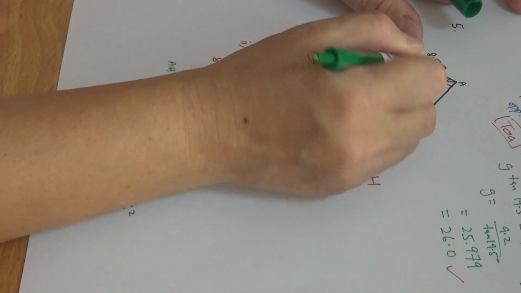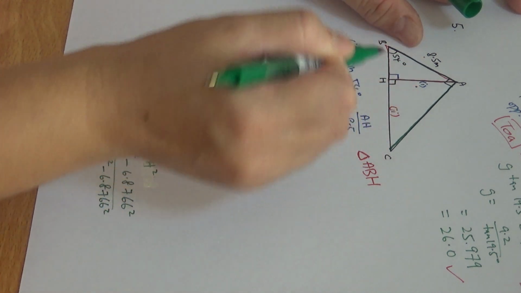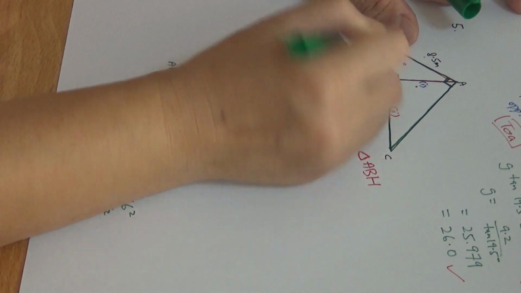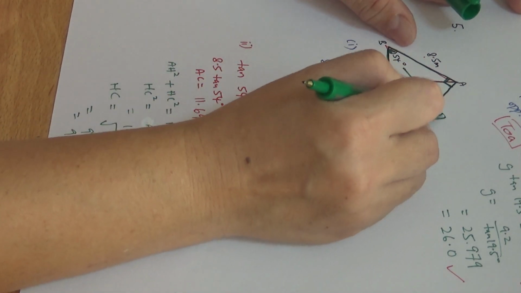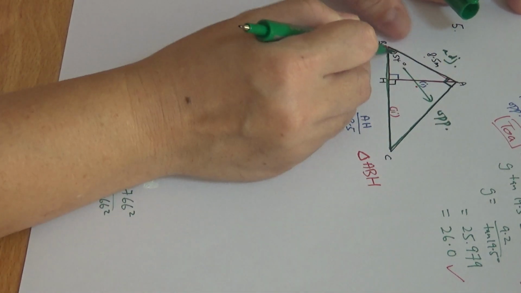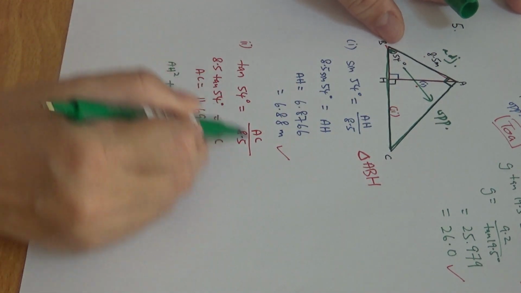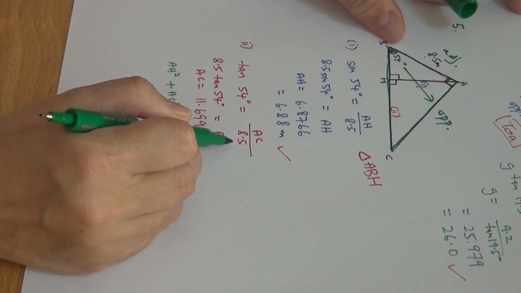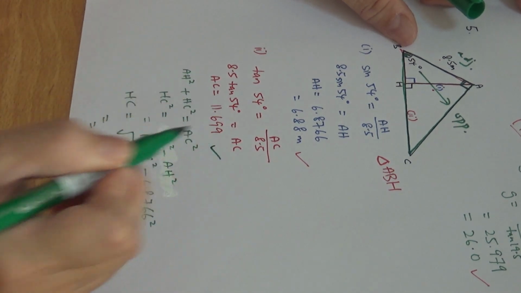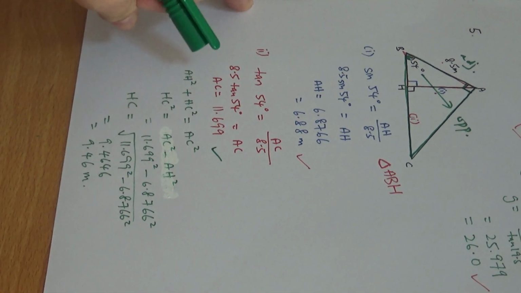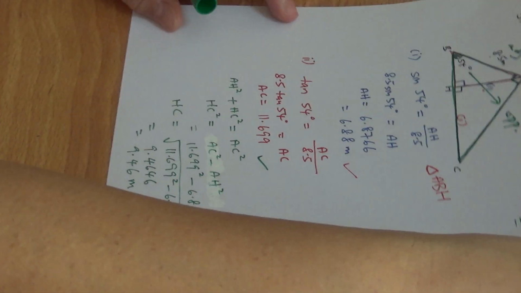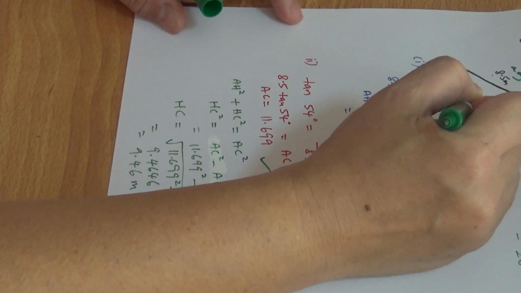Now I want all of you to look at this big triangle here. This is 90 degrees. This is 54. So this is the opposite. This is the adjacent according to this big triangle and 54. So tangent 54 is AC over 8.5. I use tangent, so I can find out AC is 11.699.